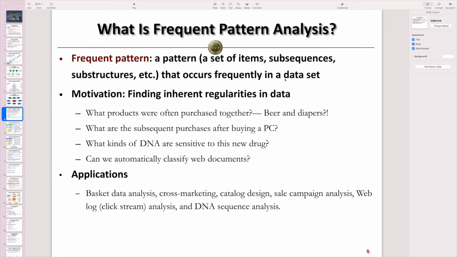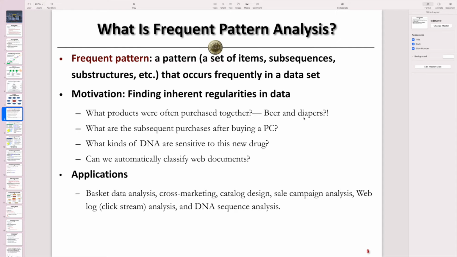This problem can be really useful, and we show the motivation on this page. Why is frequent pattern analysis useful? We can find some inherent irregularities in the data. Let's show some examples, like what kinds of products are often purchased together. By some mining, we find intrinsic patterns. We find that beers and diapers were purchased frequently together. If we don't do the analysis, it's very hard to imagine, right? Because no one would expect diapers to be purchased together with beers.